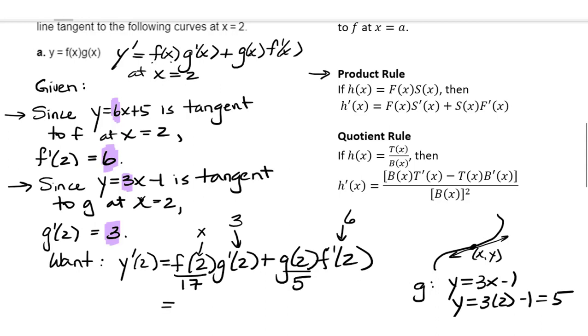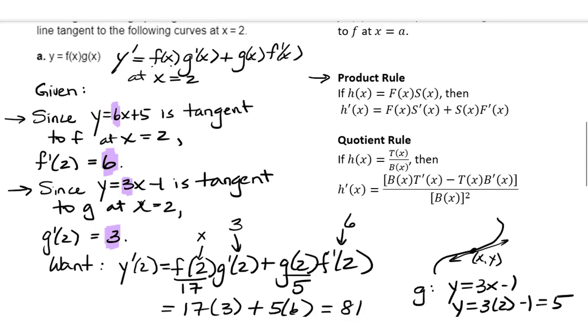So y prime, which is the slope of this function y at the point 2, is going to be 17 times 3 plus 5 times 6. So the slope of y at 2 is 81. So now we have the slope of our tangent line, and we just need a point, because all we need is a slope and a point to write the equation of the line.